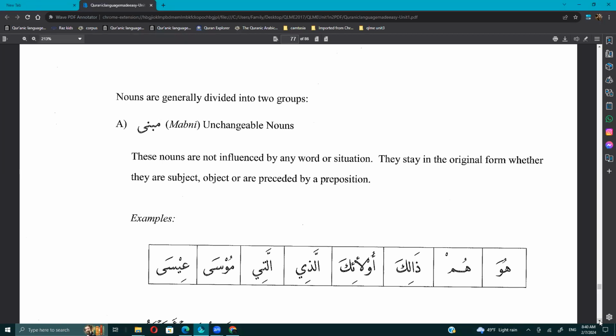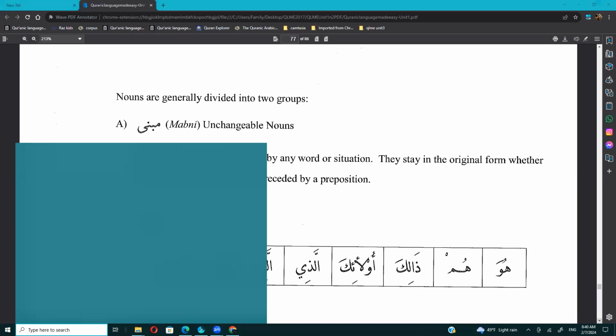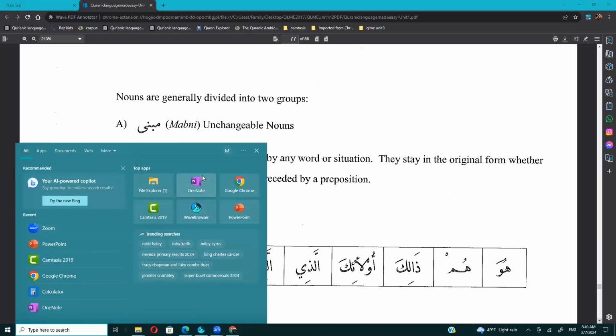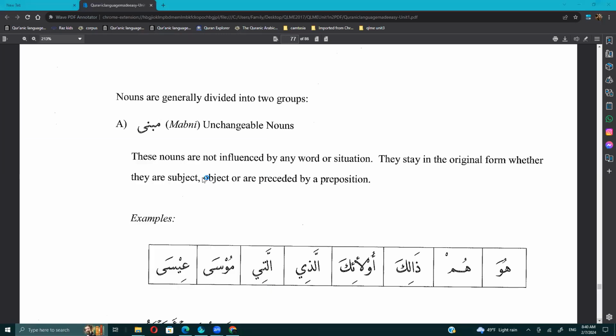So let's learn about what exactly mabni is. Mabni, or unchangeable nouns, or non-flexible nouns. These nouns are not influenced by any word or situation. They stay in the original form, whether they are the subject, the fa'il, or the object, the maf'ul, or it is preceded by a preposition.